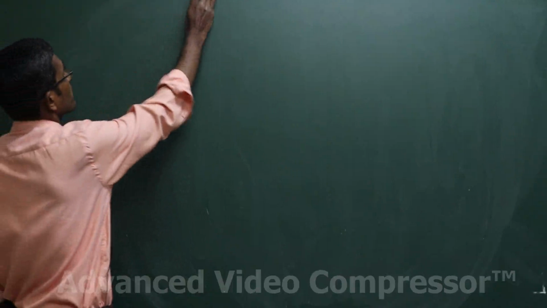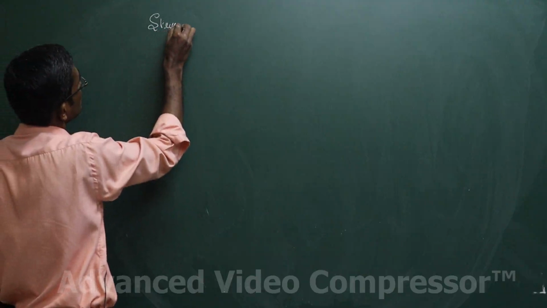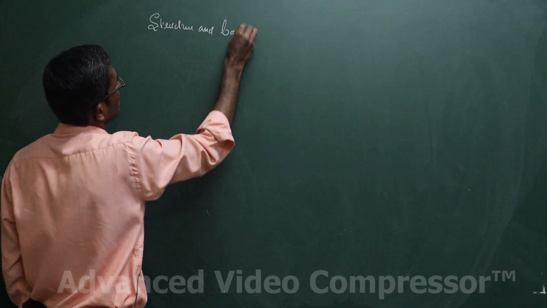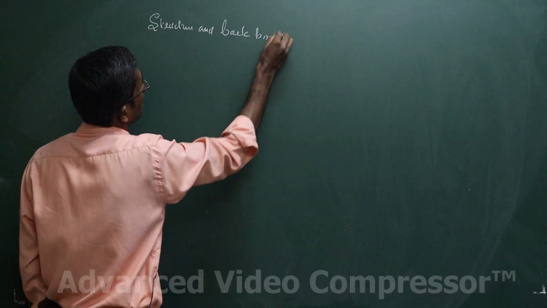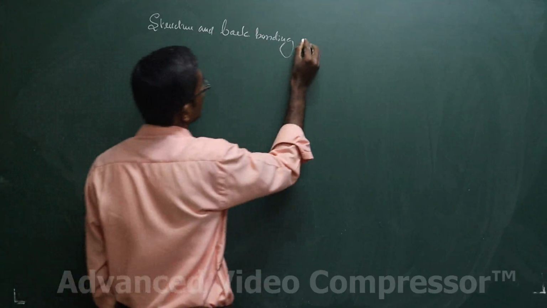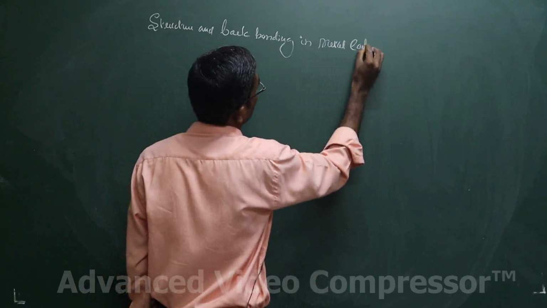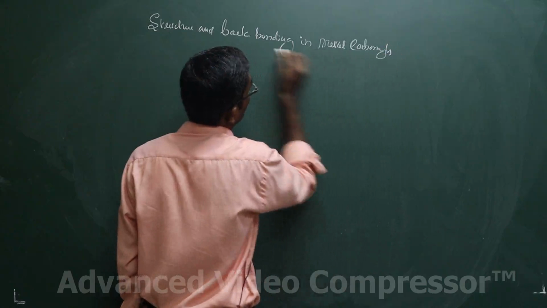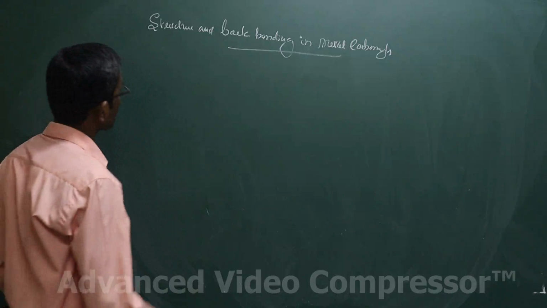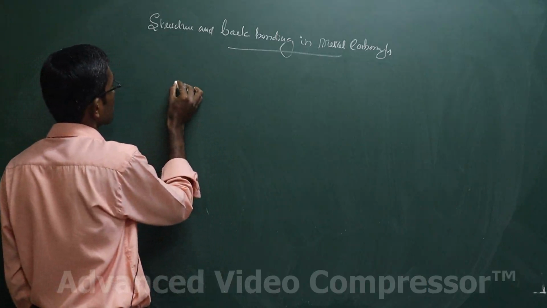So the next aspect under the coordination compounds is the structure and back bonding in metal carbonyls. So for instance, we'll take some of the metal carbonyls, students.